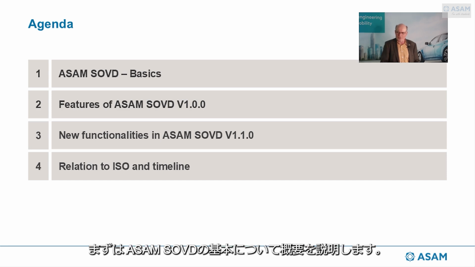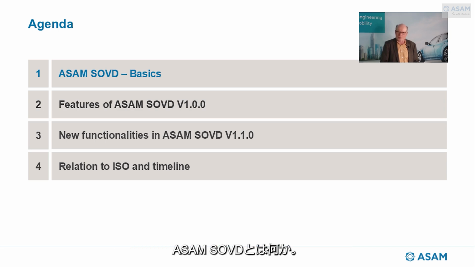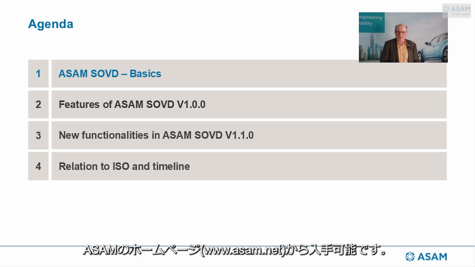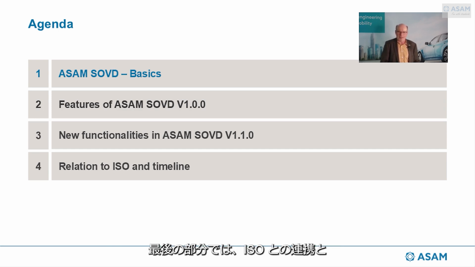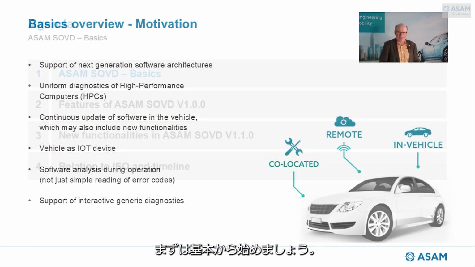First of all, I will give you an overview about the basics of SOVD, which technology is used, what is SOVD. Second, we will look at the functionality of version 1.0. Version 1.0 was published in June 2022, and it's available for ASAM members and non-members via the ASAM homepage. Afterwards, we look into the new functionality of version 1.1. And in the last part, we speak about the collaboration with ISO and the timeline. Let us start with the basics.